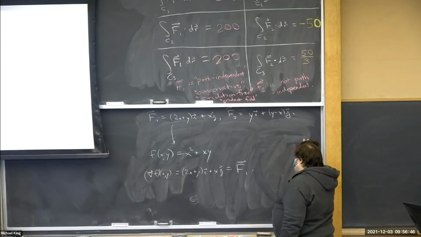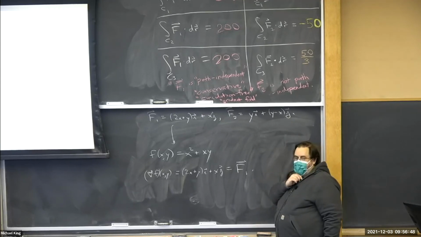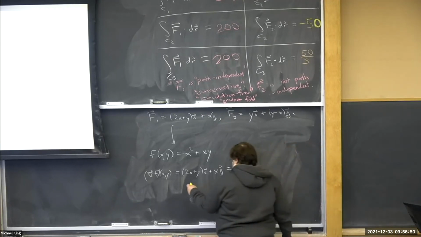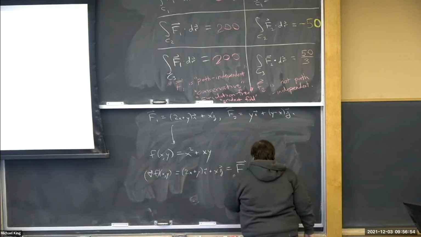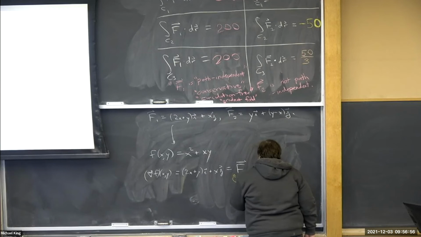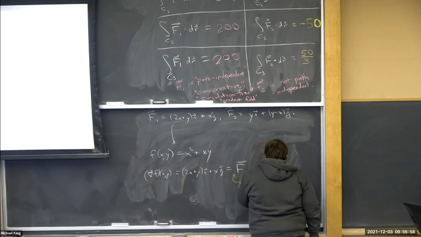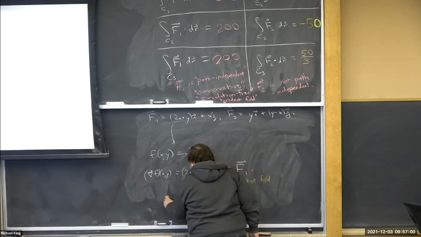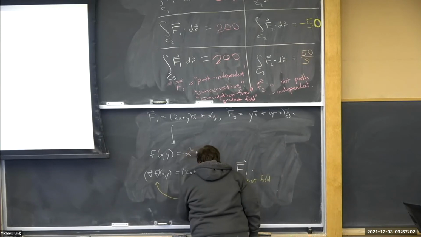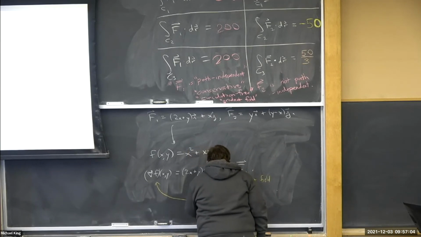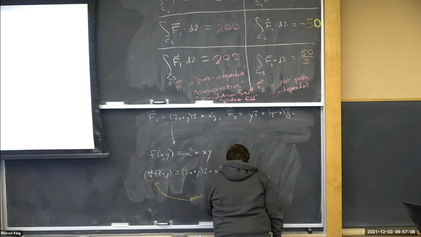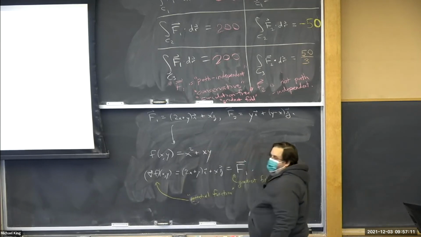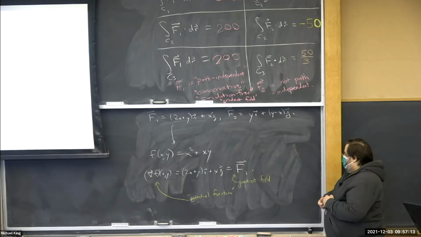We'll talk in general about if you're given a field, how to construct the potential. F1 is a gradient field, and the function is called its potential function. So this is like when potential energy and stuff comes into play. This is what's going on there.